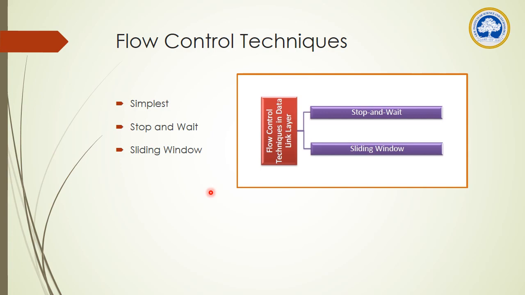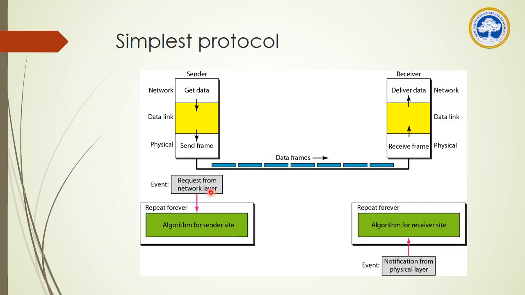This can be explained in 3 ways. One is the simplest protocol, the second one is stop and wait, and the disadvantages in stop and wait can be overcome by the sliding window protocol. In the simplest protocol, the sender starts sending the data frames to the receiver, but it will not wait for any acknowledgement from the receiver. Simply the data will be sent from the sender to the receiver without waiting for acknowledgement. So it is one side transmission from the sender to the receiver.